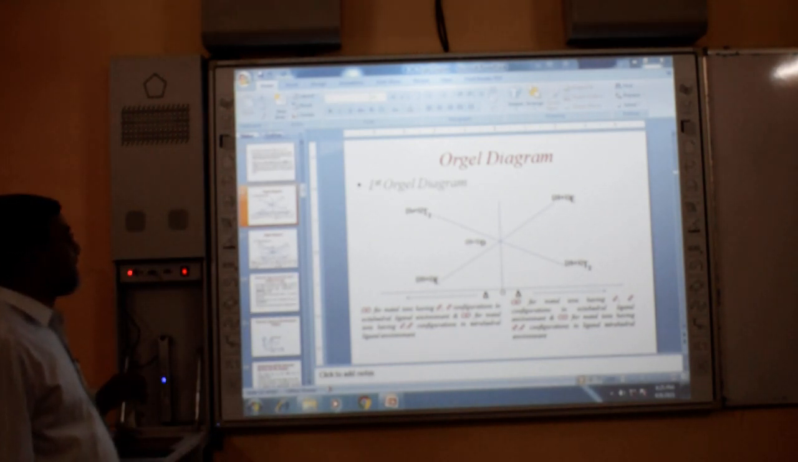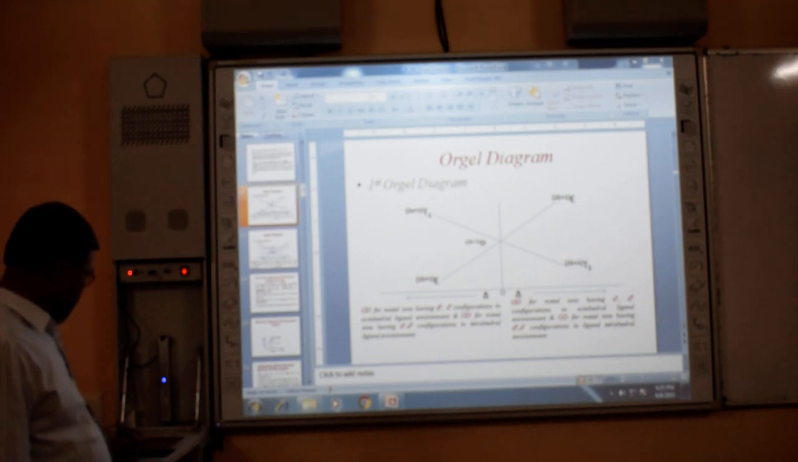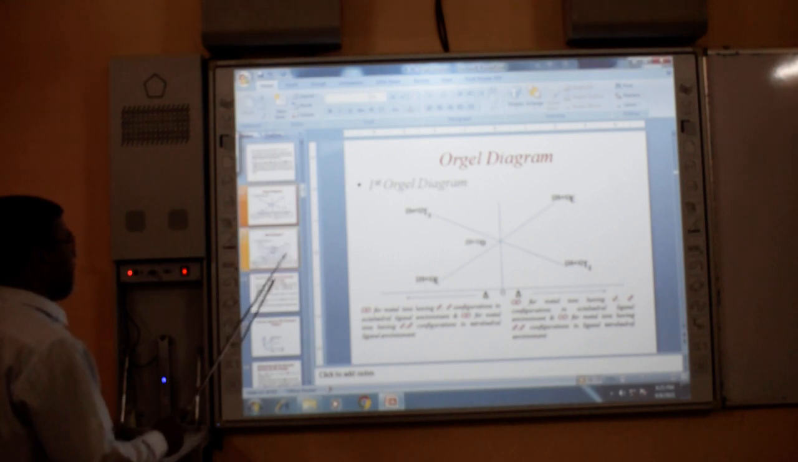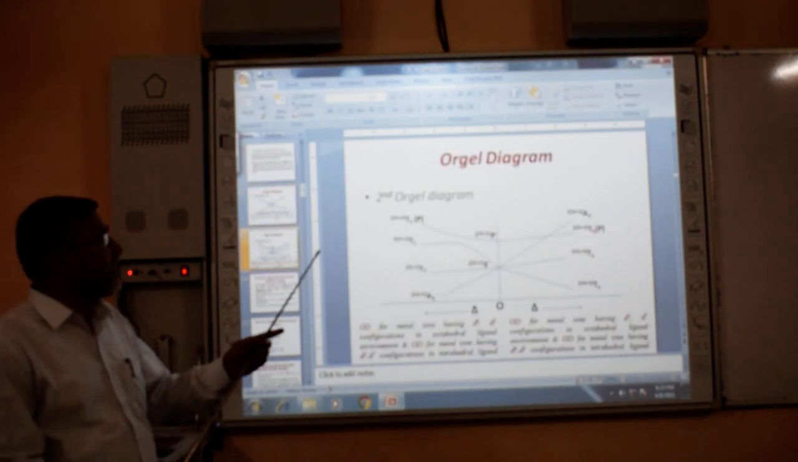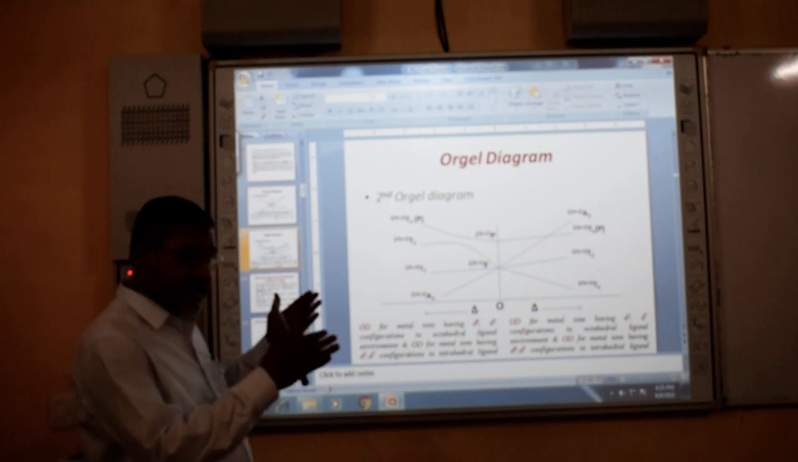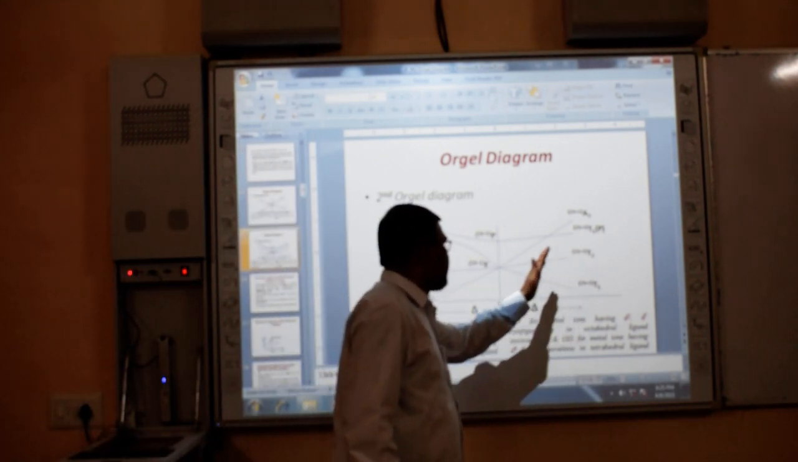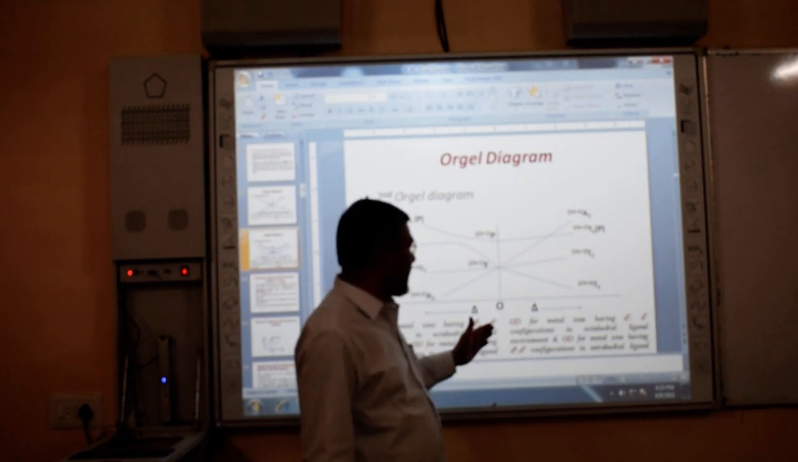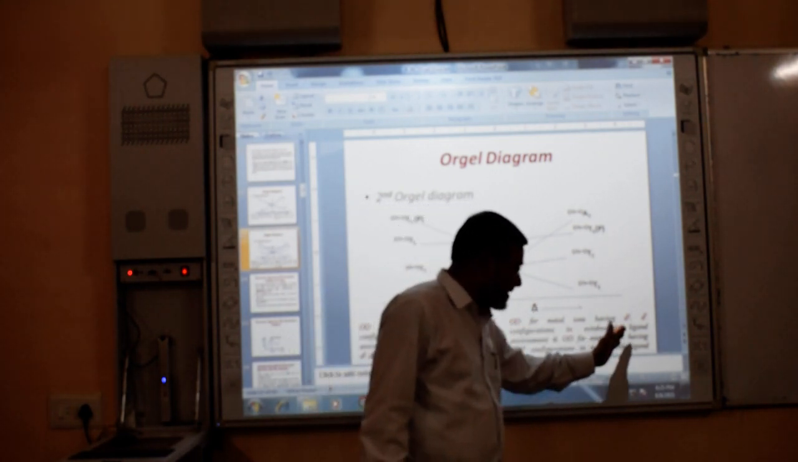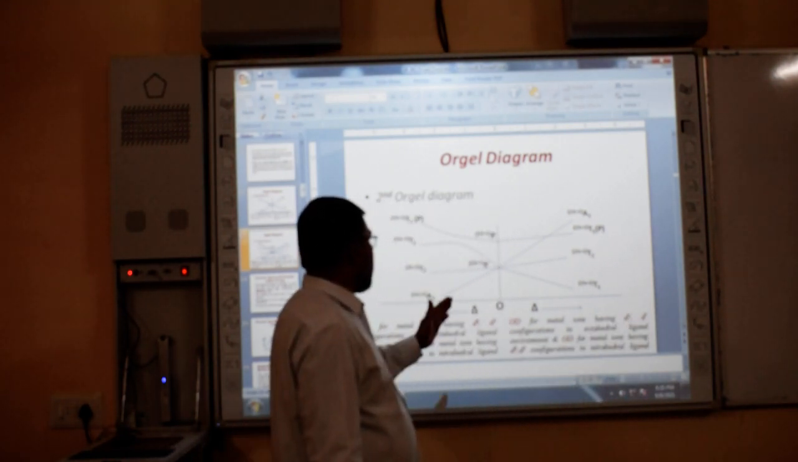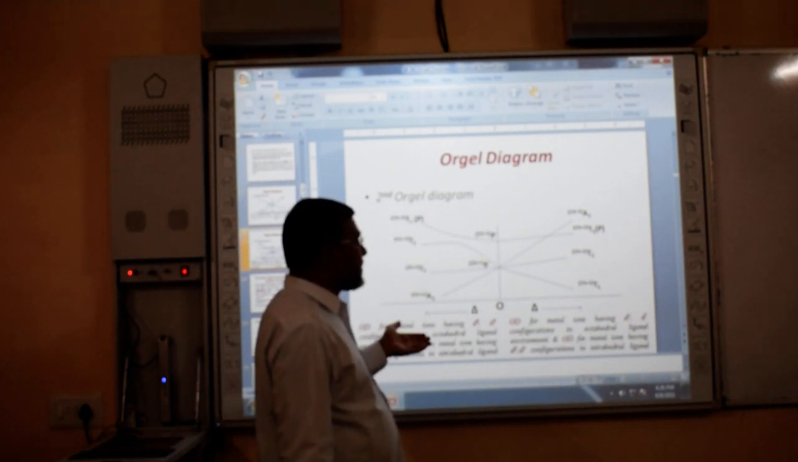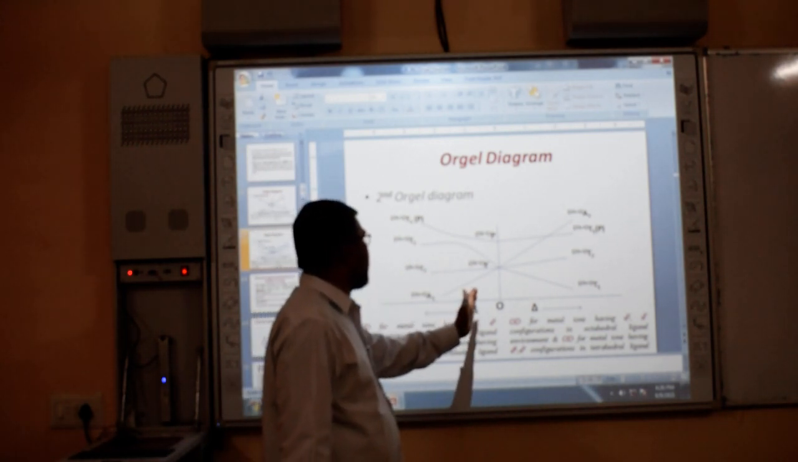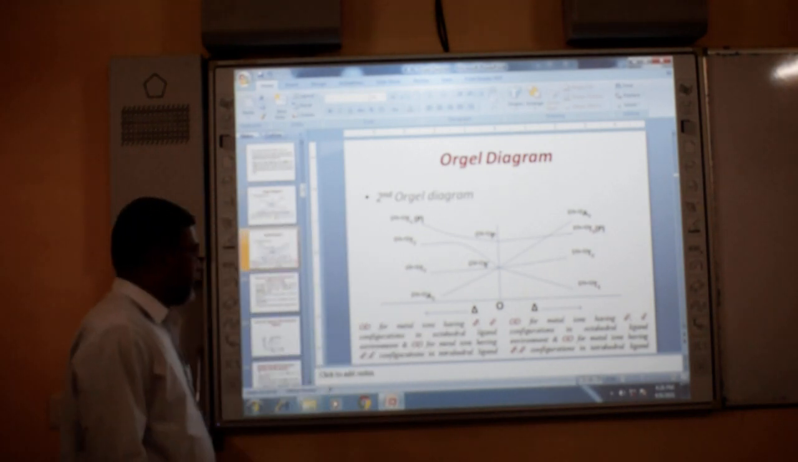Now you see the second Orgel diagram. This again has two halves, right half and left half. The right half of the second Orgel diagram is used to interpret the electronic spectra of such types of metal ions, and the left half is used to interpret the electronic spectra of transition metal complexes in which the metal ions have this type of electronic configuration.